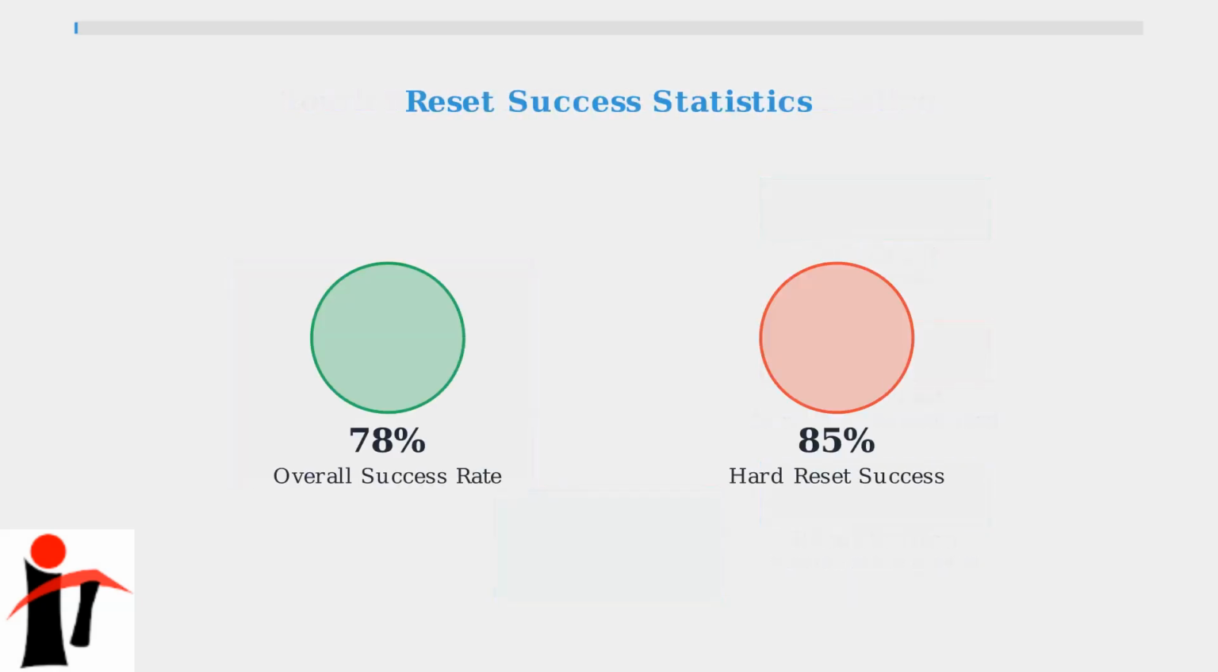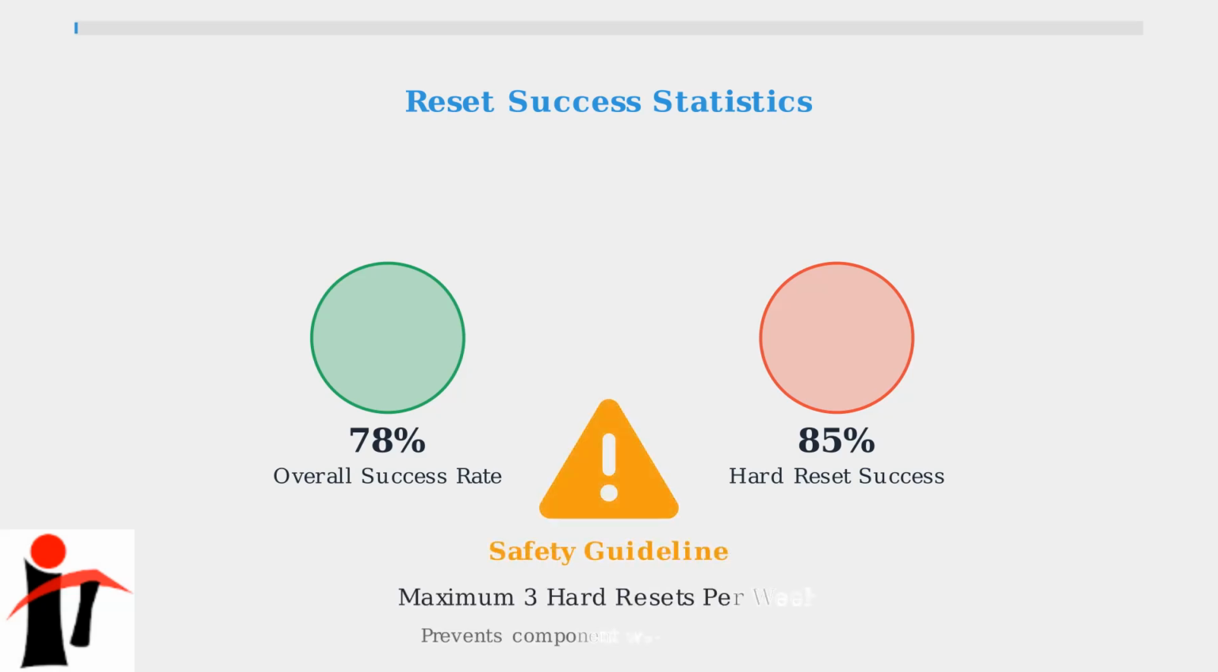Industry statistics show that 78% of dishwasher issues can be resolved through proper reset procedures. Hard resets are particularly effective, with an 85% success rate for persistent errors. Finally, remember this important safety guideline. Avoid performing more than 3 hard resets per week. Excessive hard resets can cause unnecessary wear on electrical components and may lead to premature failure.